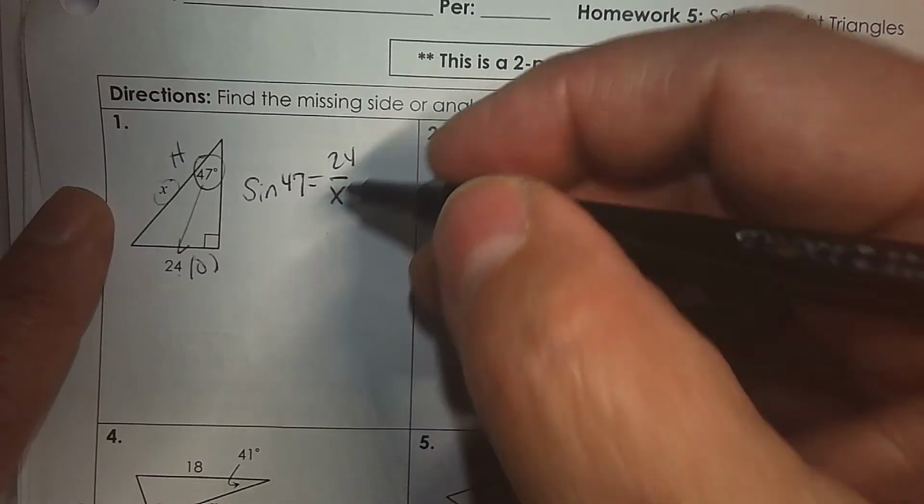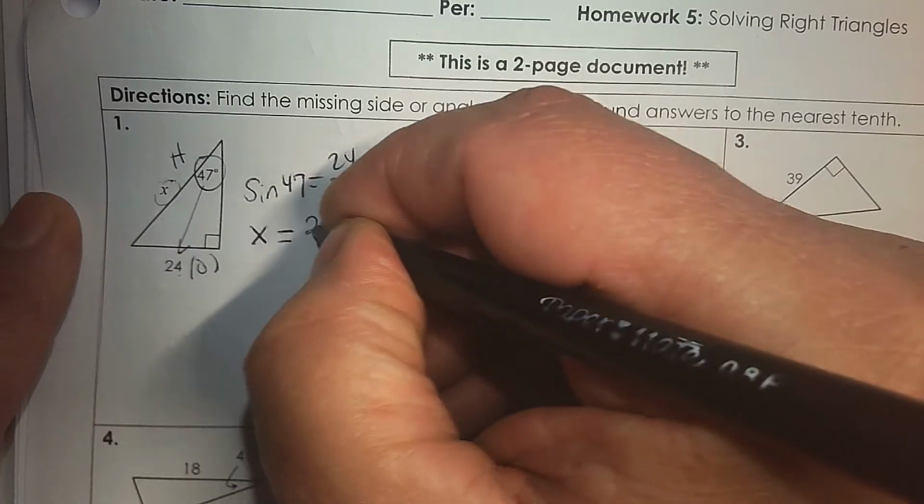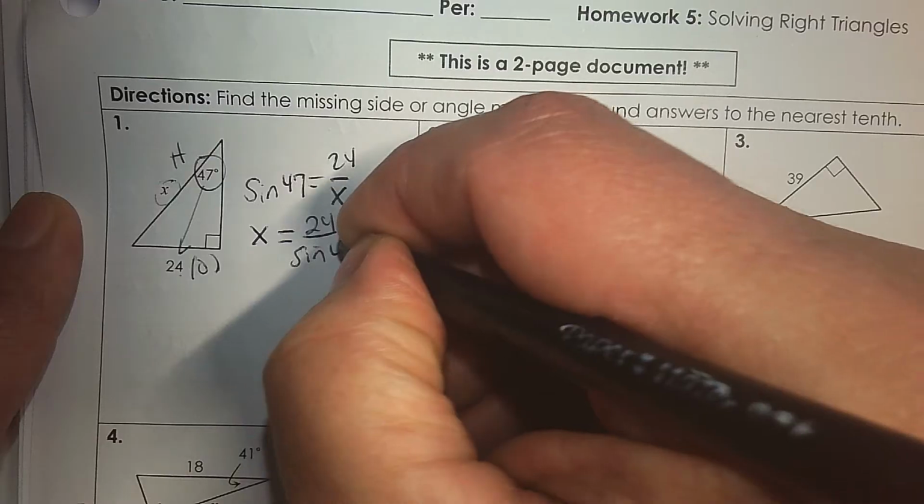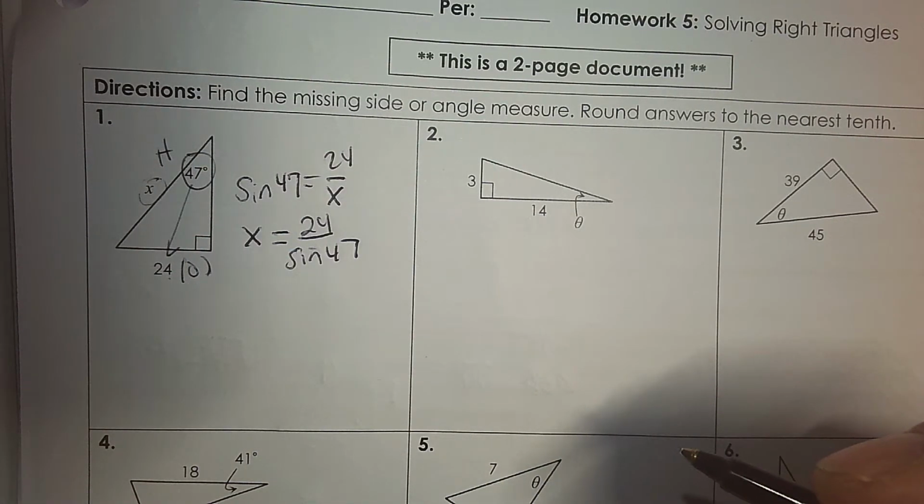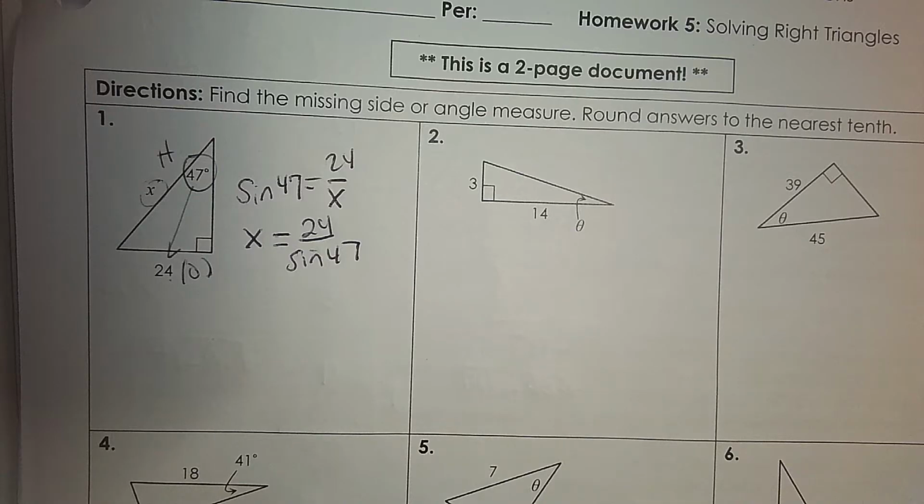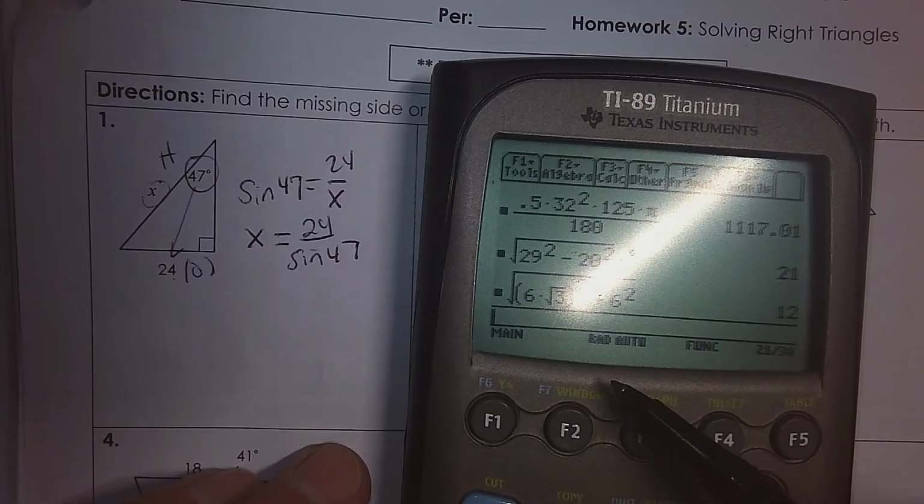So to get x by itself, I'd multiply both sides by x, and then I would divide by sine 47. And that's what you'd put in your calculator. Now, make sure your calculator is in degrees, if it's in degrees, or radians, if it's in radians. So, for instance, this calculator that I have right now, if I look at the bottom, is in radians. It says RAD on the bottom.